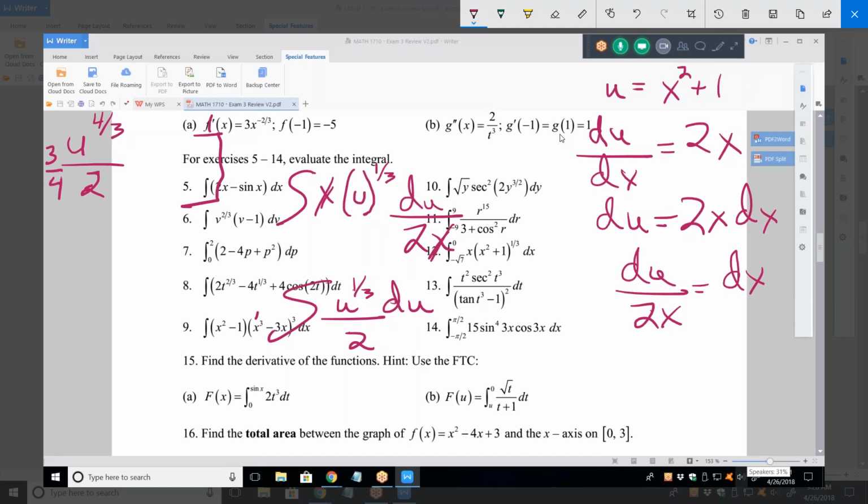Tell me what u is when x is negative square root of 7. Is that just -6? Well, yeah, -6. Plug in, you have to do this. Negative square root of 7 squared plus 1. Well, this becomes 7. Plus 1 is 8. Okay. Oh, yeah, I messed up the sign.